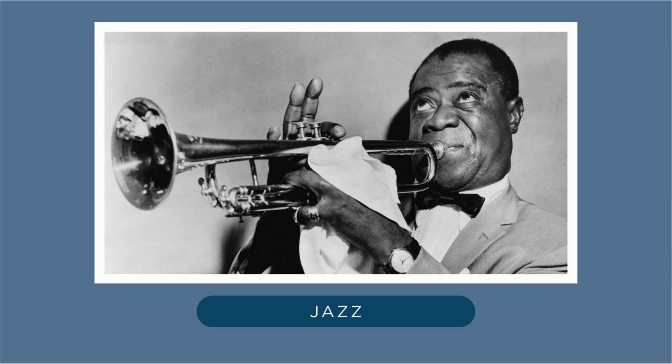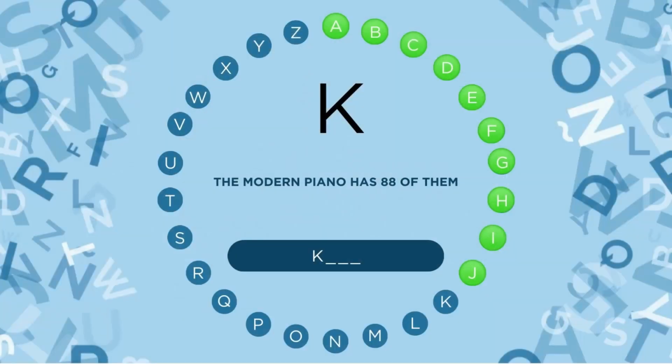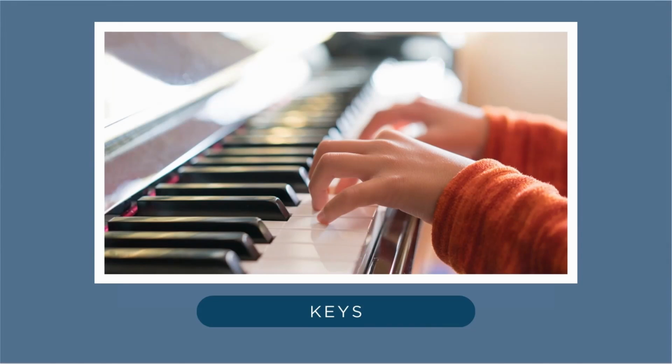As we move on to the letter K. The modern piano has 88 of them. And the answer to this one is, of course, keys.